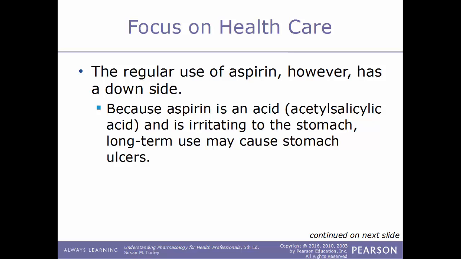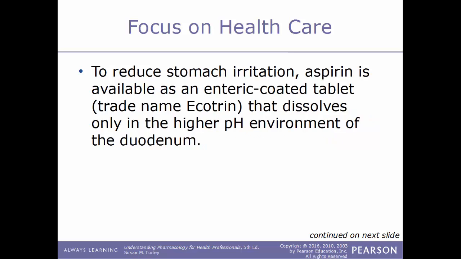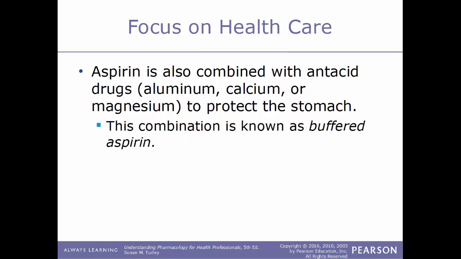Because aspirin is an acid, it is irritating to the stomach, and long-term use of this may cause stomach ulcers. So to reduce stomach irritation, aspirin is available as an enteric-coated tablet, which is sold under the trade name Ecotrin, that dissolves only in the higher pH environment of the duodenum, which is the first part of the small intestine. It is able to make it to the stomach and not be broken down by stomach acids. Now, aspirin is also combined with antacid drugs like aluminum or calcium or magnesium to help protect the stomach. And this type of combination is known as a buffered aspirin.